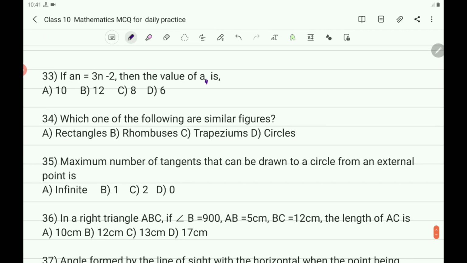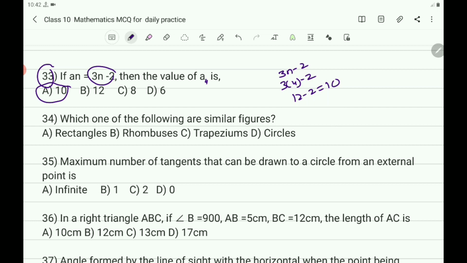Next you take question number 33. If a_n equals 3n minus 2, then a_4. In the place of n you write 4. 3 into 4 minus 2, 12 minus 2, you will get 10. So what is the answer here?